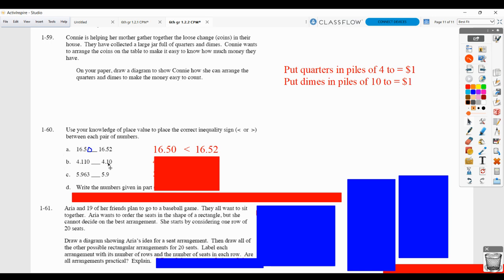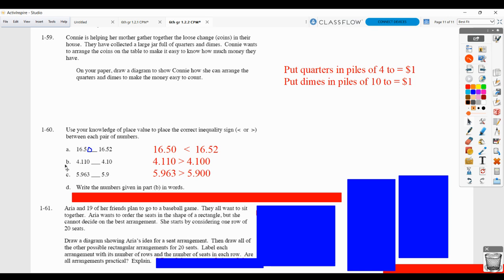Same thing with B. I would add an extra non-essential 0 on the right. So now I'm comparing 4 and 110 thousandths to 4 and 100 thousandths, which of course 4 and 110 thousandths is greater than 4 and 100 thousandths. And then for C, I'd add 2 extra non-essential zeros. I'm now comparing 5 and 963 thousandths to 5 and 900 thousandths, which again is greater than.